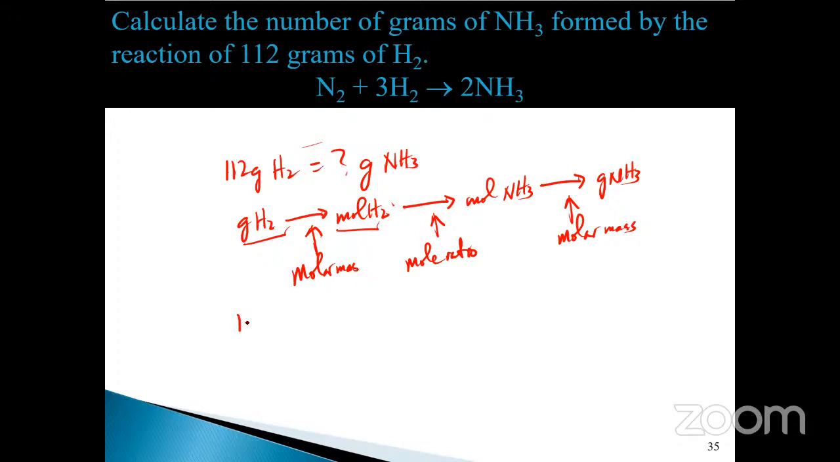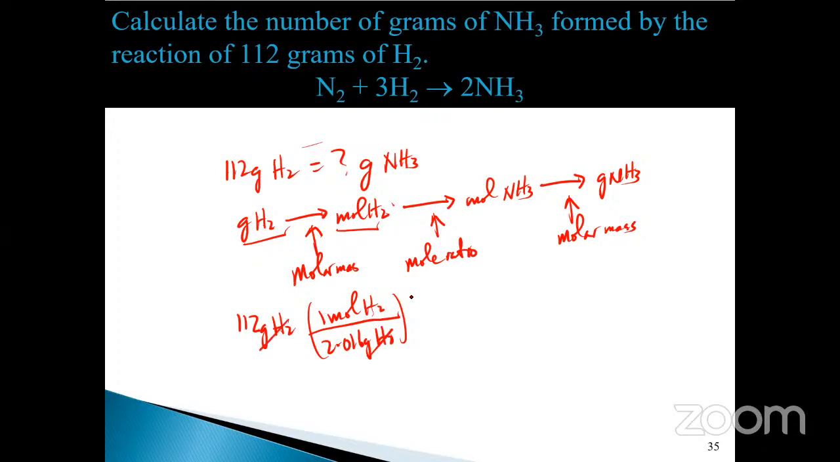So start off with the 112 grams of hydrogen, and we have to multiply by a conversion factor, which allows us to convert it to moles. So what would be the numerator and the denominator for this conversion factor? Anybody? 1 mole of hydrogen over 2.016 grams of hydrogen. Okay, very good.